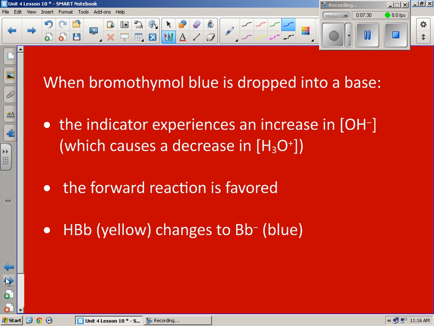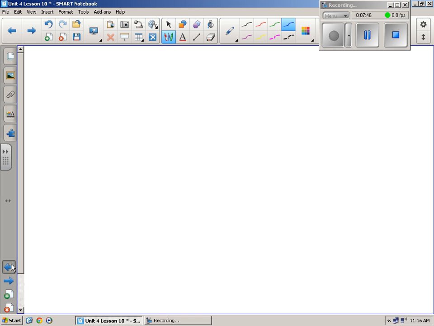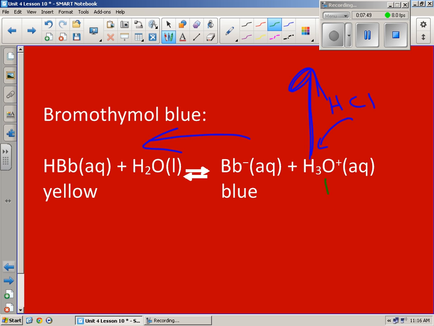Now I'm going to do the opposite. I'm going to put it into a base, which has a lot of hydroxide, which means I have less H3O plus. So I spike up the hydroxide, and I drop down the concentration of H3O plus. So if I go back to this equation here, what I'm now doing is I'm taking this out of the system, and I'm adding up the hydroxide, but I'm decreasing the H3O plus, all right? If I take that out, the indicator is going to want to go that way. I've got to make more of that to get it back to equilibrium. So the products are going to be favored. It's going to turn a blue color.